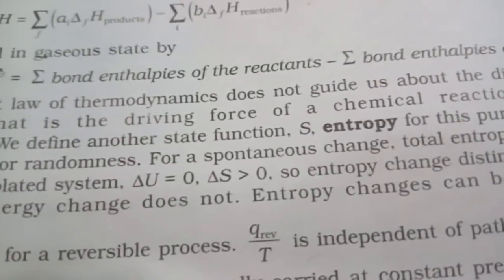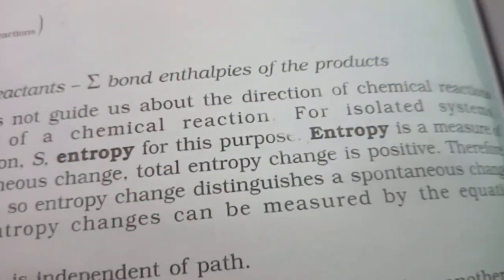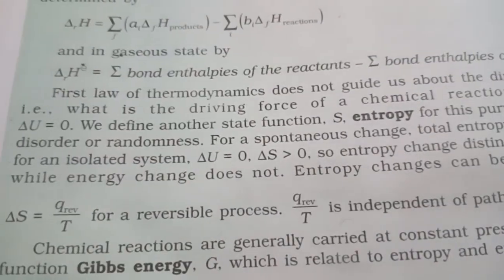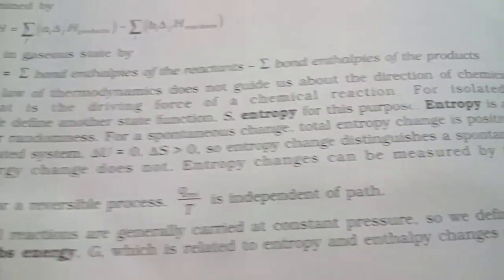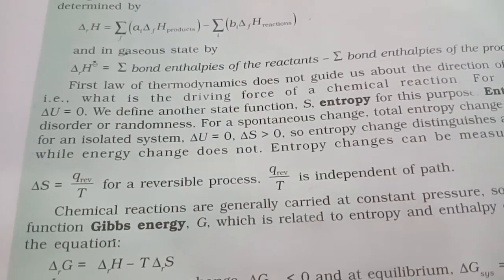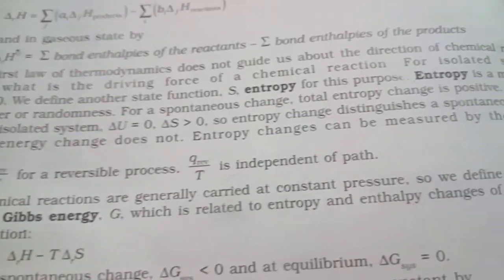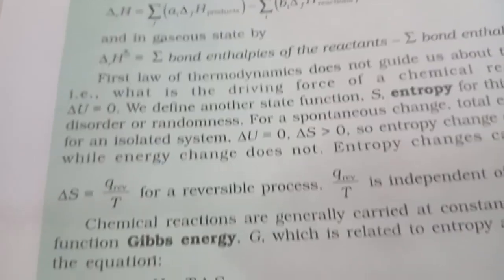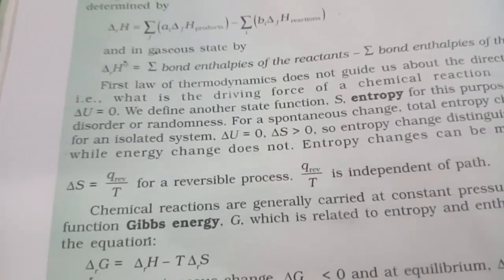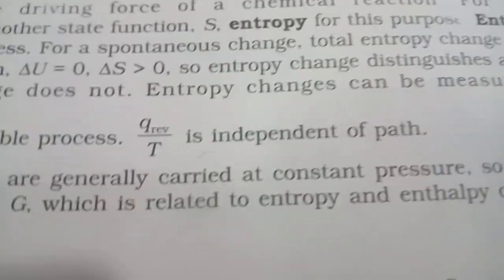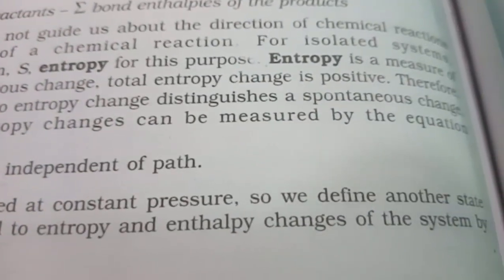First law of thermodynamics does not guide us about the direction of chemical reactions. That is, what is the driving force of a chemical reaction. For isolated systems, delta U is equal to 0. We define another state function S, entropy, for this purpose. Entropy is a measure of disorder or randomness.